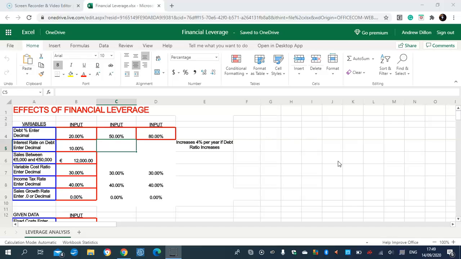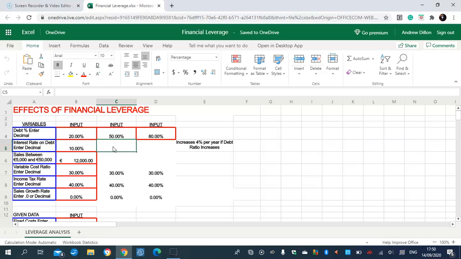This spreadsheet will fully explain all the effects of financial leverage: interest rates, sales, assets, liabilities, interest and taxes, net incomes, weighted average cost of capital, and the net wages. To start off, I need to calculate the missing figures of the interest rate on debt. Enter decimal.